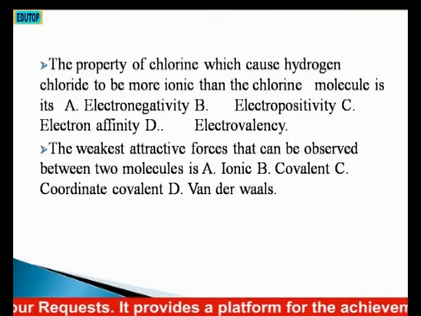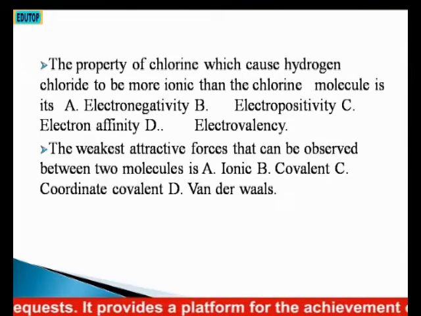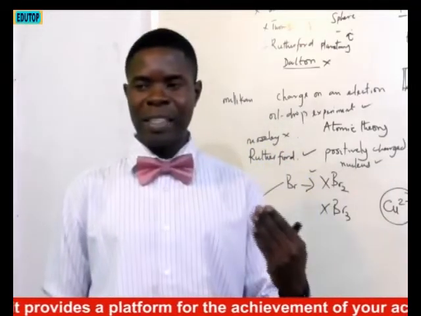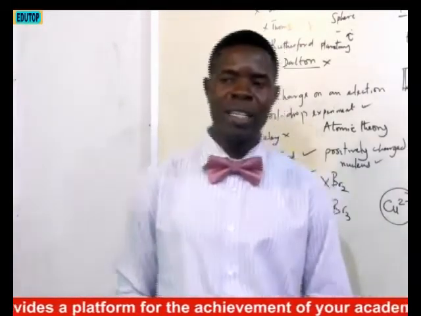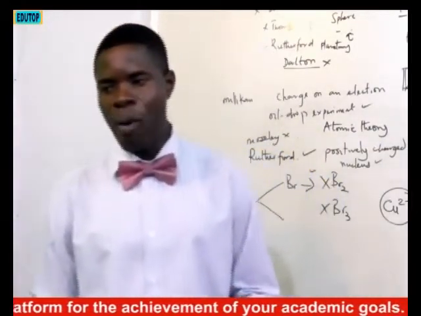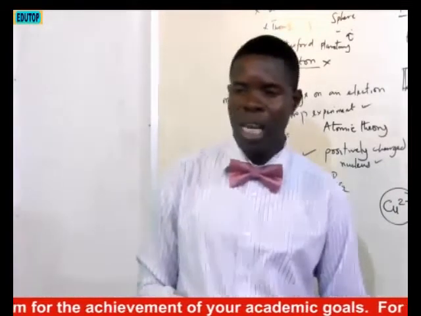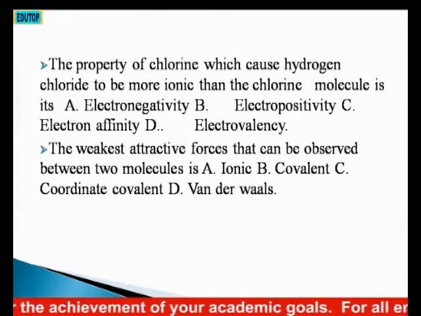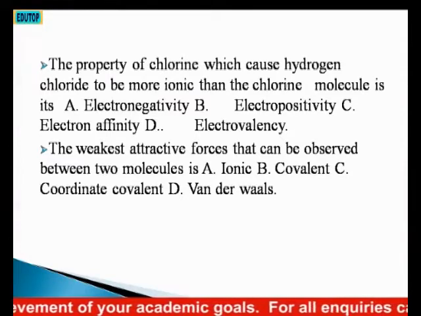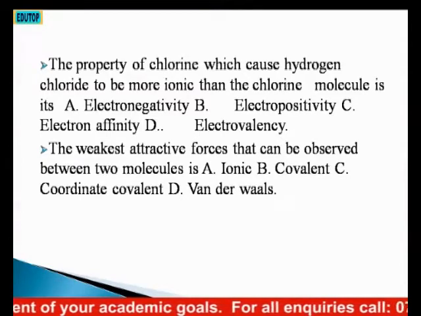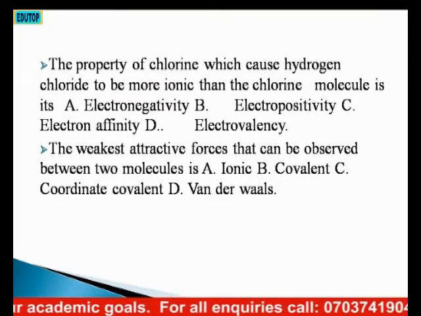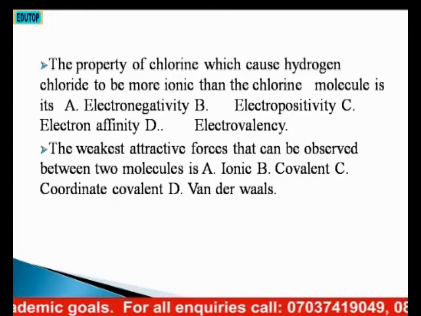Question 10. The weakest attractive forces that can be observed between two molecules is, that is, when a question is structured that way, the weakest attractive forces, there is no other one other than Van der Waals forces. So option A, ionic. Ionic is not weak, in fact, very strong. Covalent is not weak, very strong. Coordinate covalence is also moderate, while Van der Waals is the weakest of all the forces. So automatically the answer is D, which is Van der Waals forces.